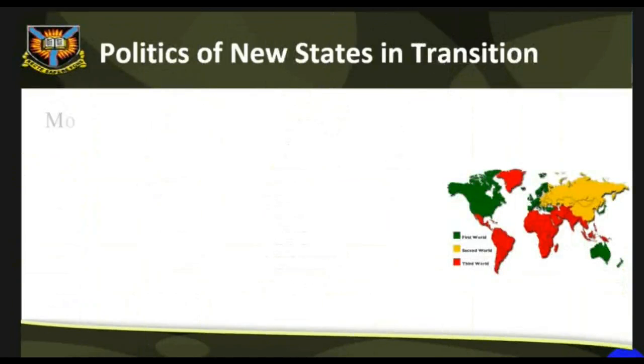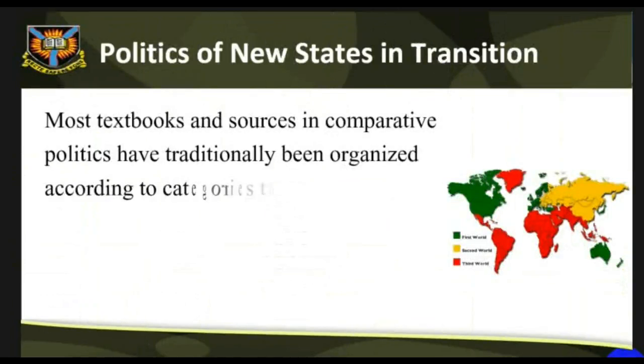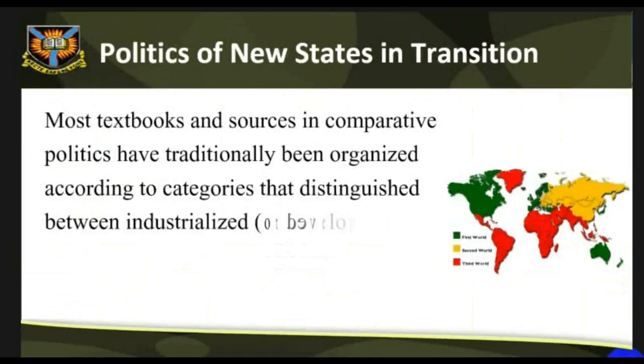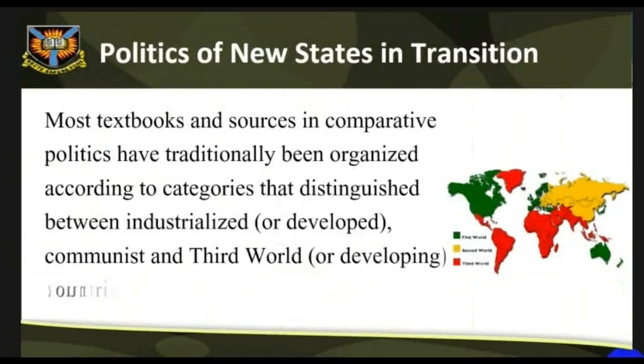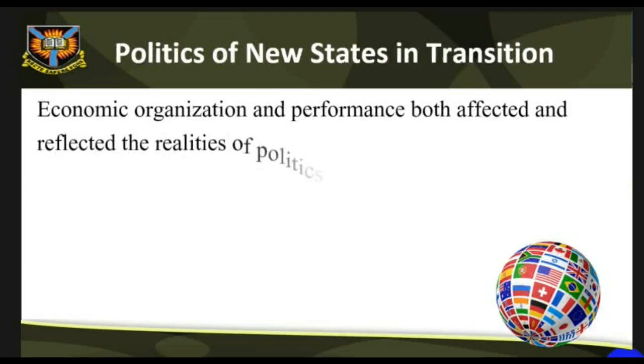Politics of new states in transition. Most textbooks and sources in comparative politics have traditionally been organized according to categories that distinguished between industrialized or developed, communist, and Third World or developing countries. This categorization was based in part on distinctive economic features that help characterize a political system, a term that applies to broad patterns of interaction among state institutions, economic coordination, and political culture.